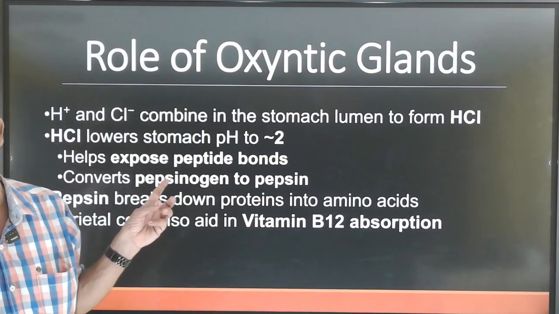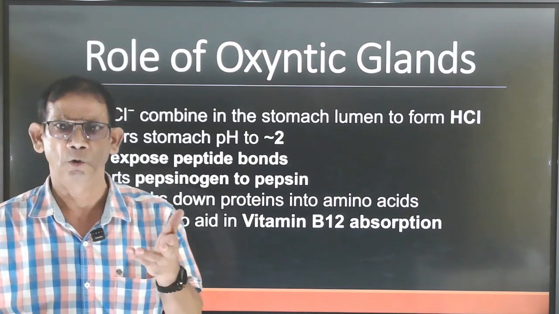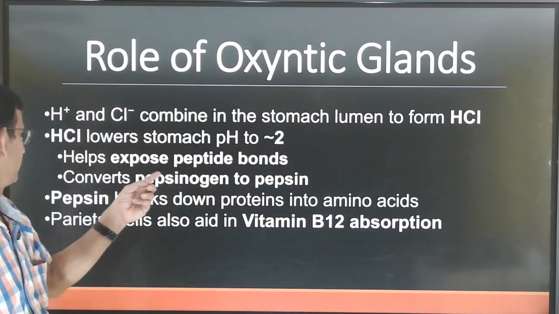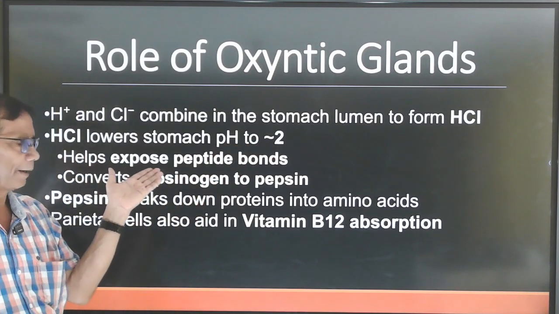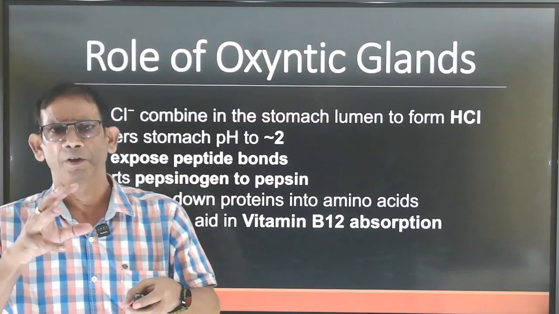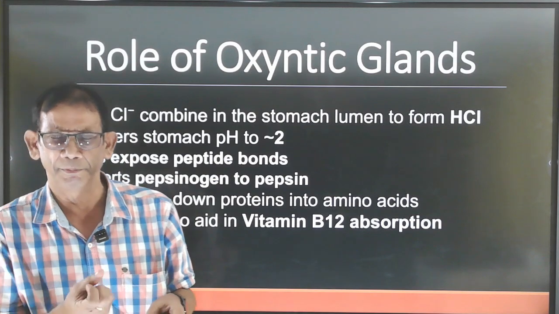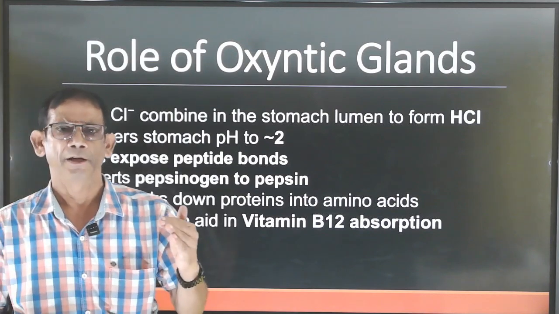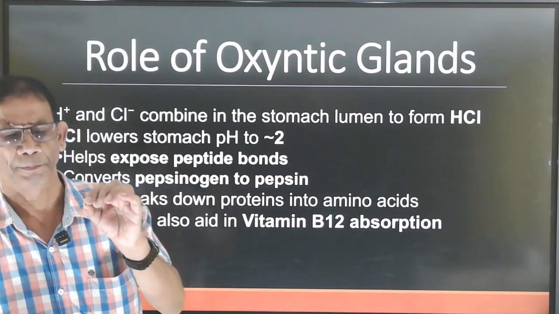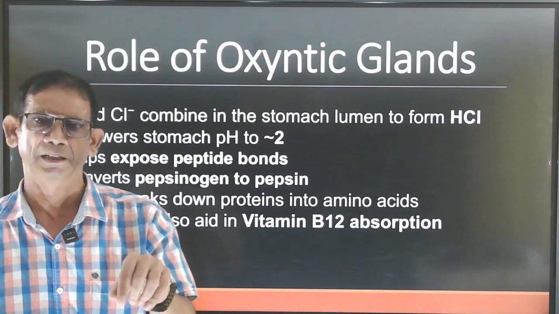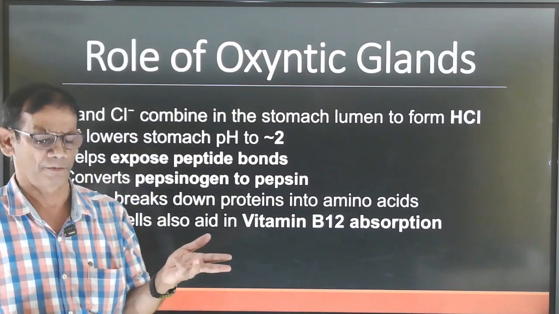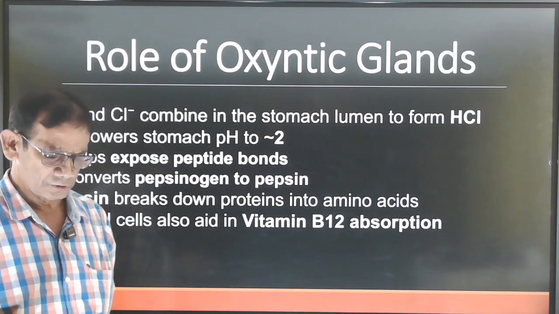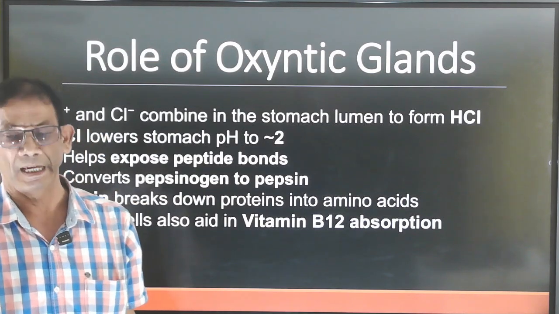Due to the presence of hydrochloric acid, the pH of the stomach lowers to 2, and this lowering of pH helps in exposing the protein molecules, that means unfolding of protein molecules, and also exposes the peptide bonds where pepsinogen or pepsin can actively attack and form amino acids. At the same time, parietal cells also help in vitamin B12 absorption.